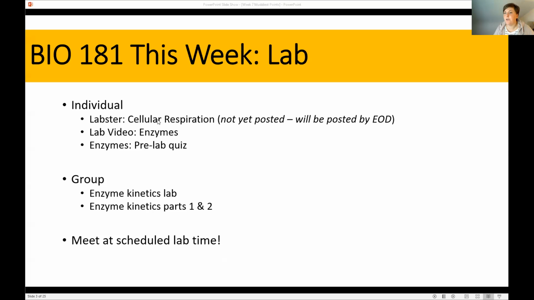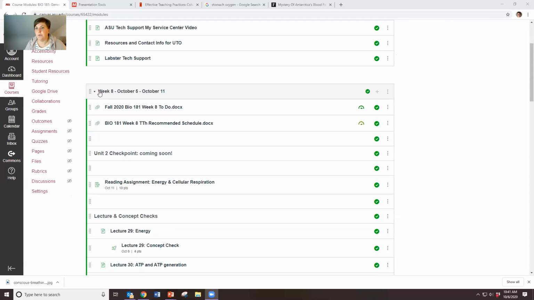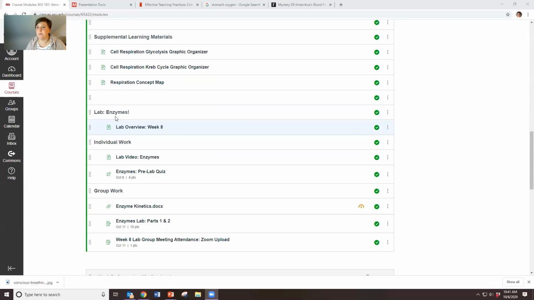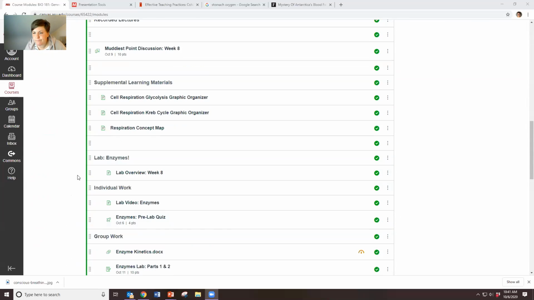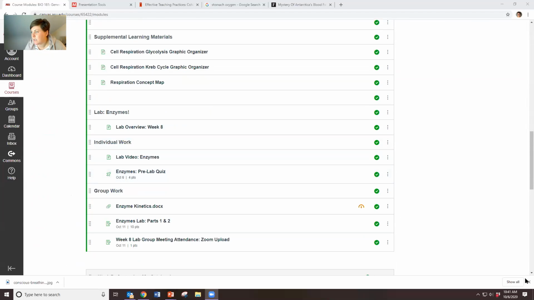For lab, you'll notice something was loaded in yesterday, so the simulation was not fully complete, but you do have a Labster this week on cellular respiration. So this says it's not yet posted, but it is posted now. You can see it in the modules. I can show you, if I pull up our modules, if you scroll to week 8 and you scroll down to lab, you'll notice it should be in there.